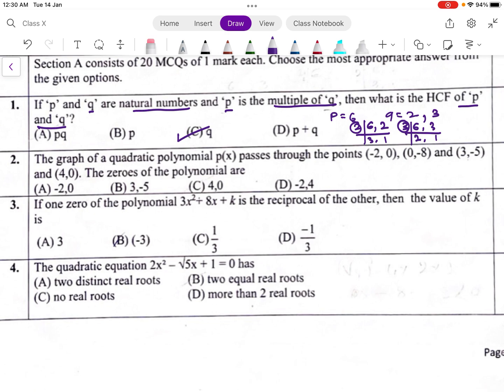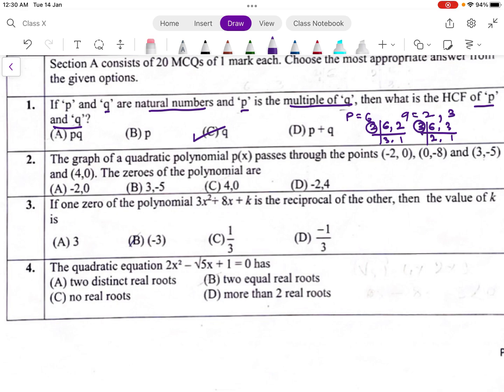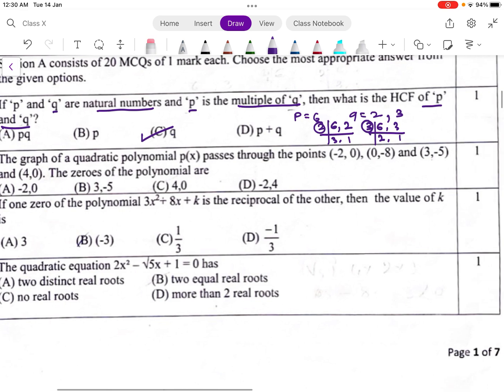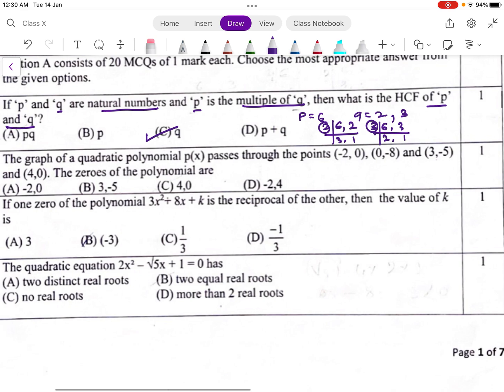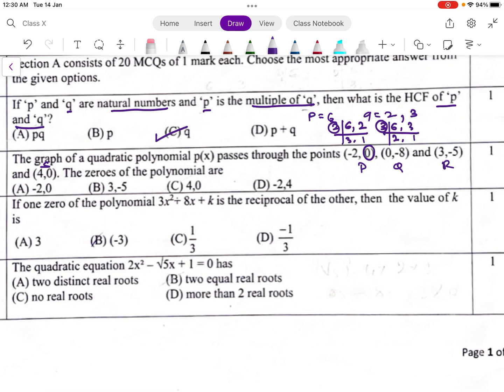The graph of quadratic polynomial P of x passes through the points (-2, 0), (0, -8), (3, -5) and (4, 0). The zeros of the polynomial are? So we know that zeros of the polynomial are obtained on the x-axis. So therefore the y coordinate of the given point must be 0. So here if you see these points P, Q, R and S, out of these 4 points, only in this case and in this case the y coordinate is 0. So therefore the zeros are -2 and 4. So therefore option D is the correct option.